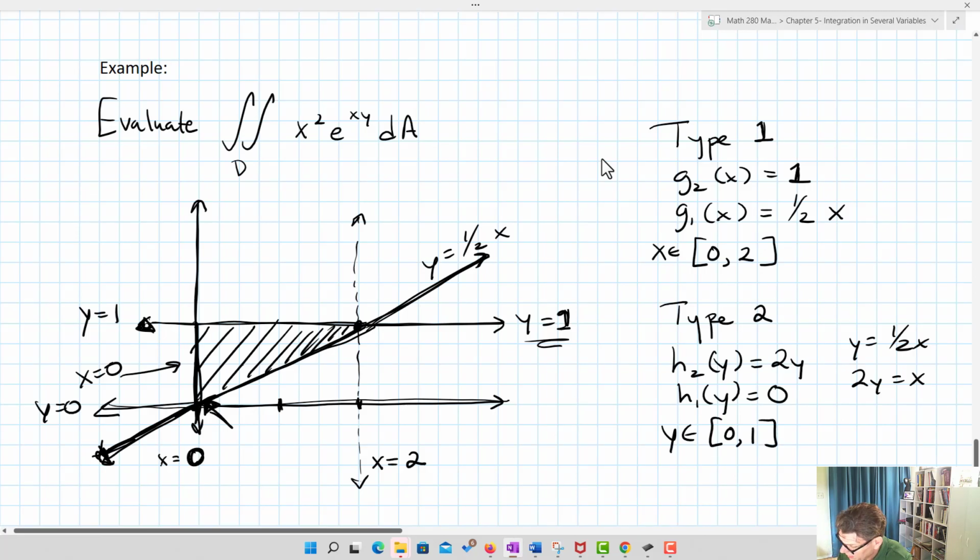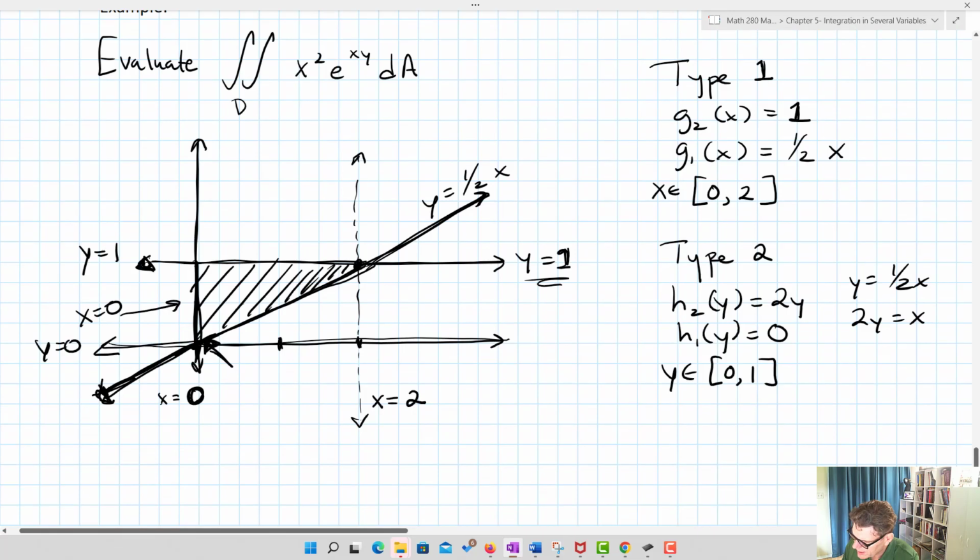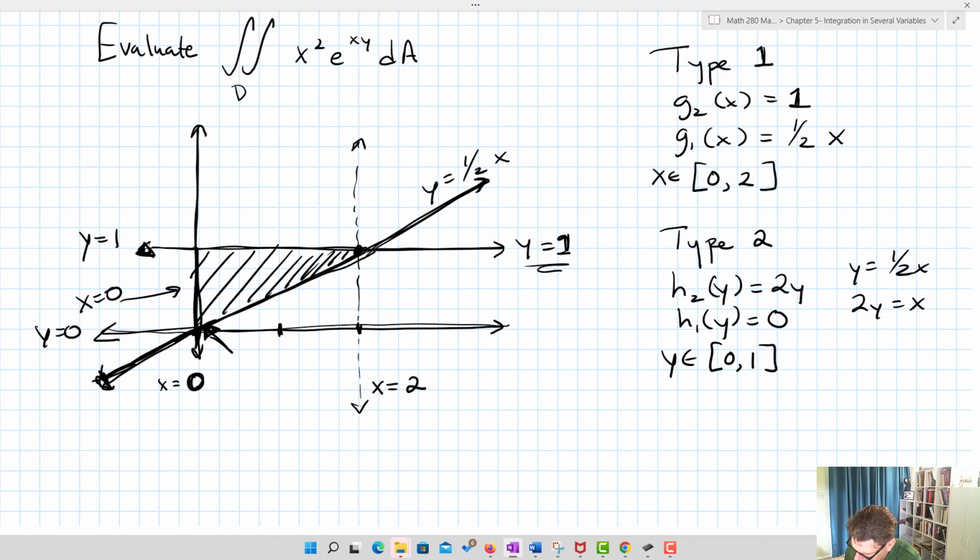And there we are. It turns out that in both cases, I don't know which one I would actually choose to use. Maybe I might, in fact, use type 2 because I think it might end up being easier, but we'll see. We're actually going to do both of them. We're going to do a type 1 one, and we're going to do a type 2 one. So let's set up the type 1.